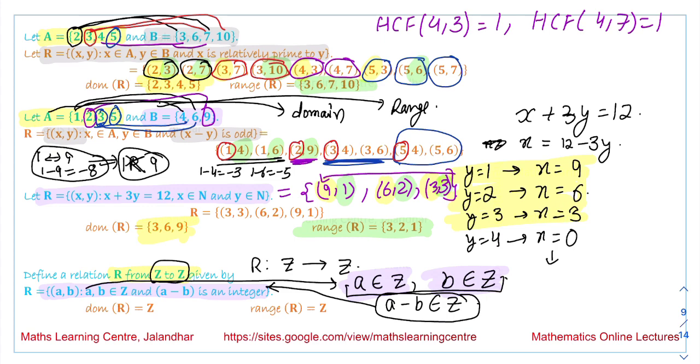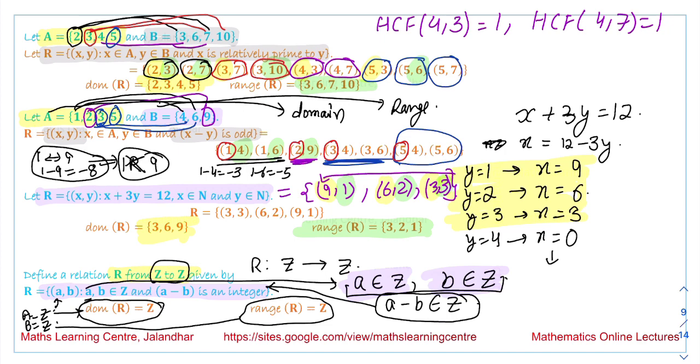It means the elements that we will have over here, set A, will be equal to the set of integers, and set B is equal to the set of integers. So the domain of this relation is equal to integers, and the range of this relation is equal to integers. That is, all the elements are related to each other by this relation.